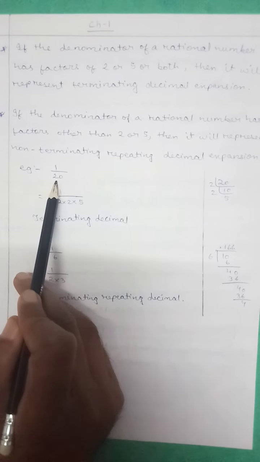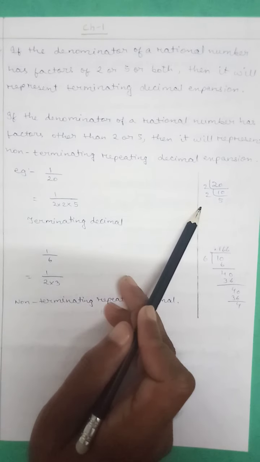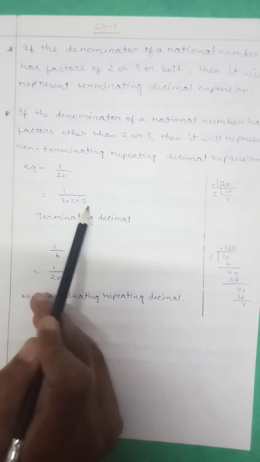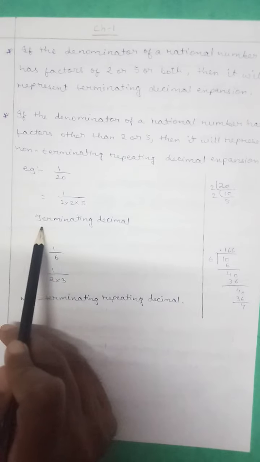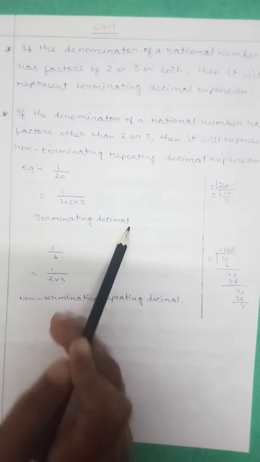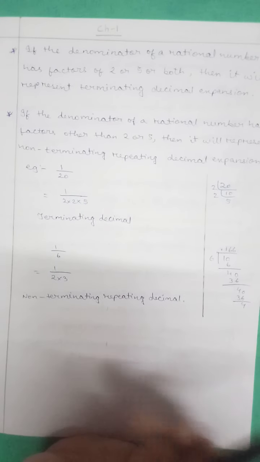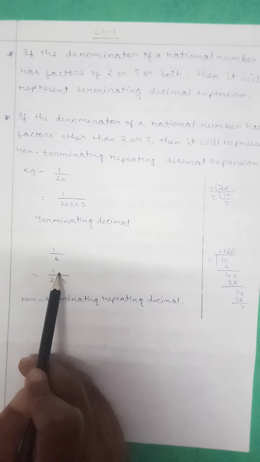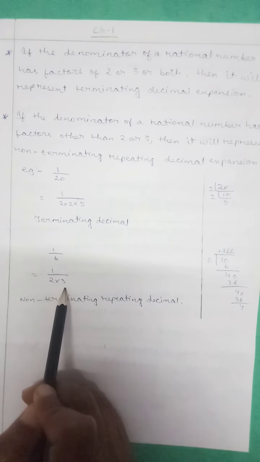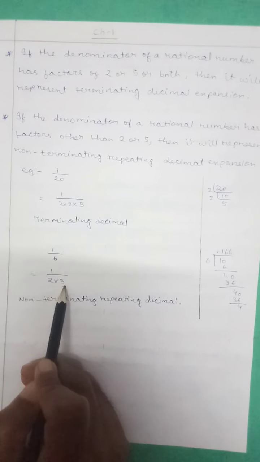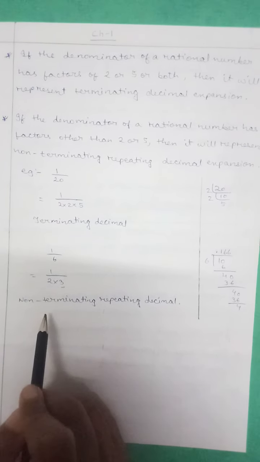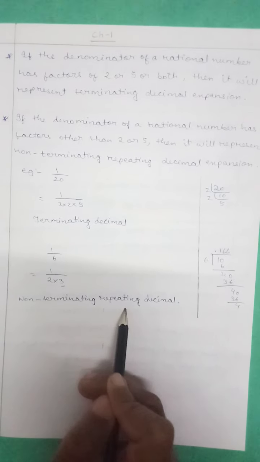Say, example 1 by 20. You can find the factors of 20: 1 by 2 into 2 into 5. Since the denominator has only 2 and 5, it will definitely give you a terminating decimal. You can divide and check also. Whereas 1 by 6, the factors of 6 will be 2 and 3. Since the denominator has a number other than 2 and 5, one extra number is coming, 3. That's why it will give you a non-terminating repeating decimal.